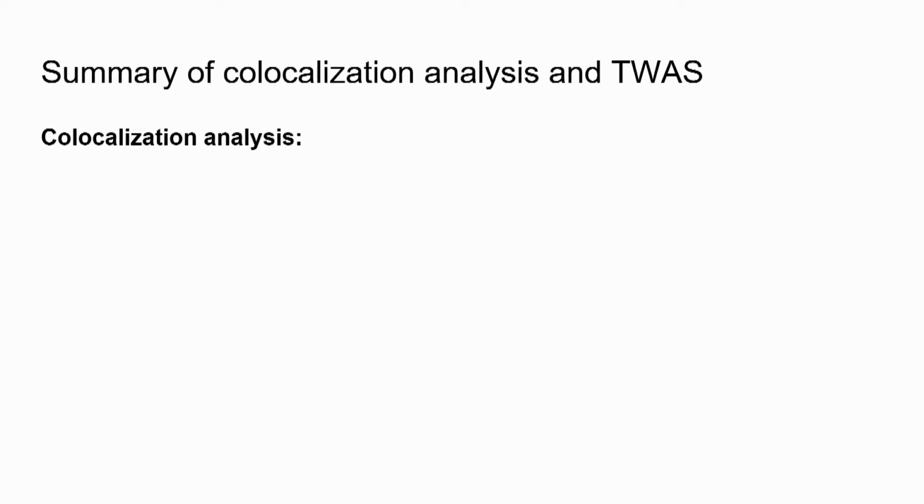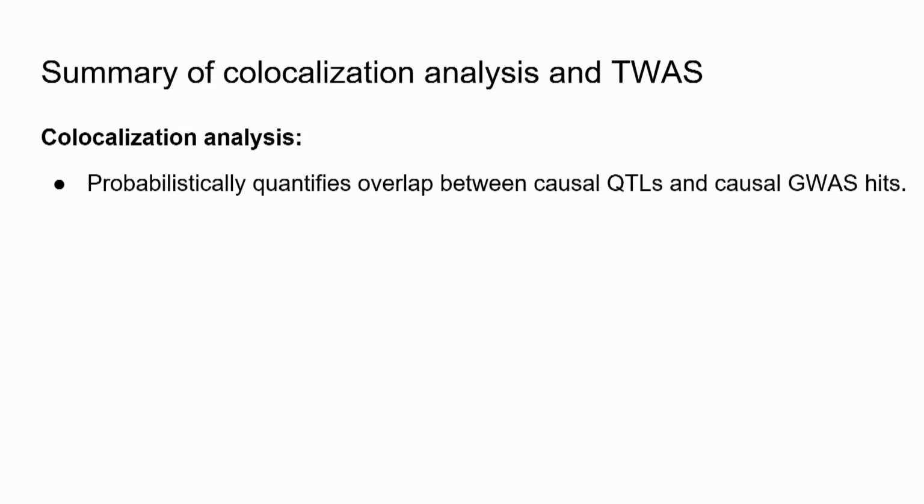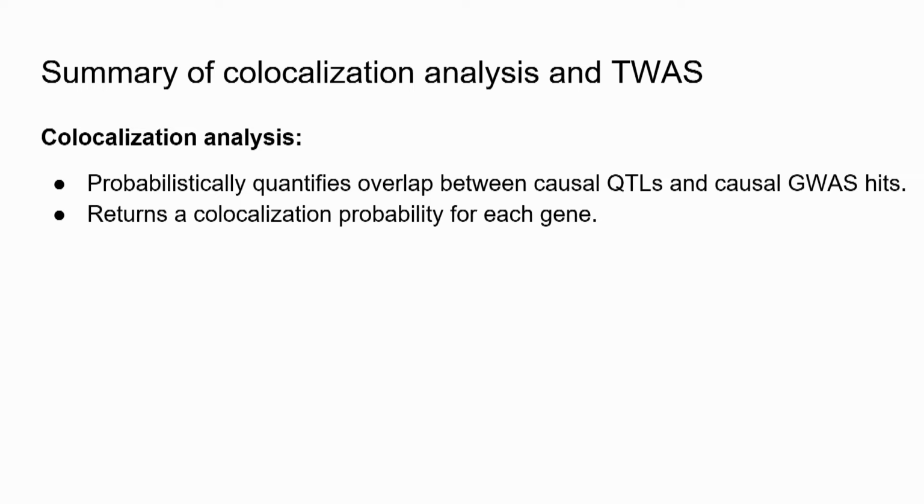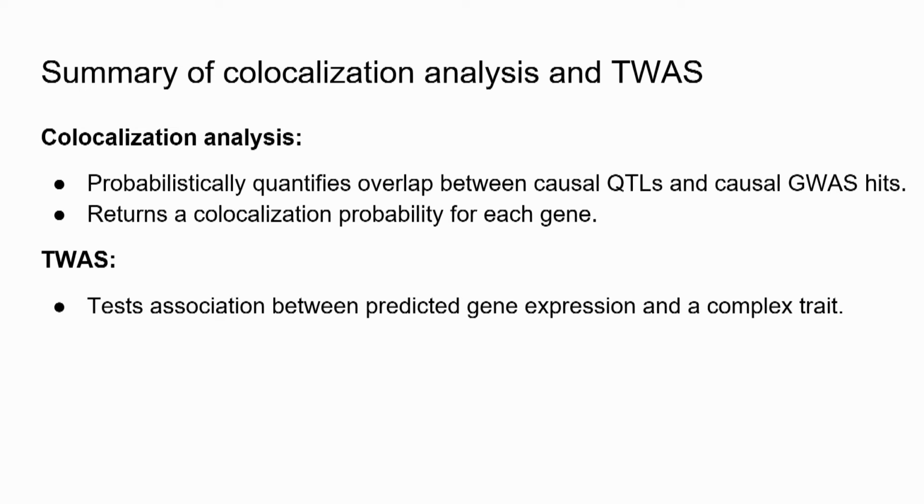Just to recap a little bit here, colocalization analysis was a way to probabilistically quantify the overlap between causal QTLs and GWAS hits, often returning a colocalization probability for each gene. And TWAS was another way to link our genes to our trait. This tests an association between your predicted expression and your complex trait, and you often get a z-score as output for each gene.